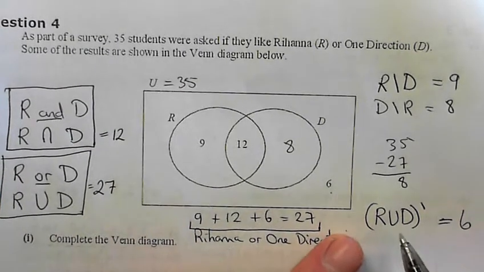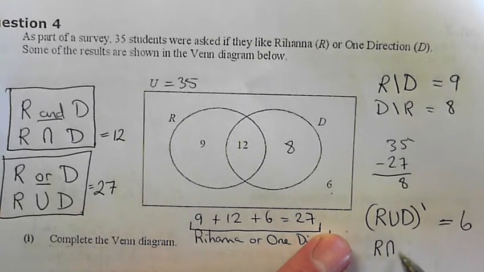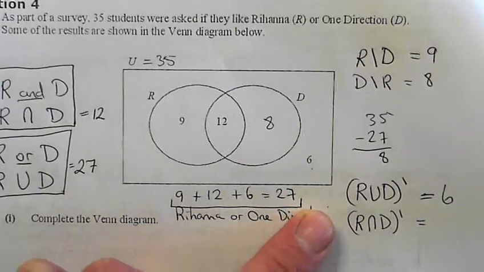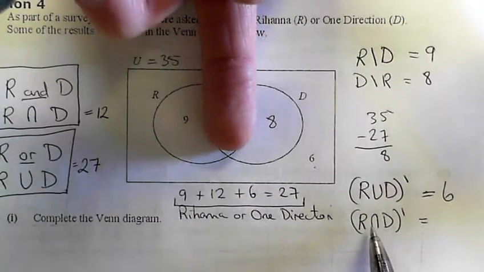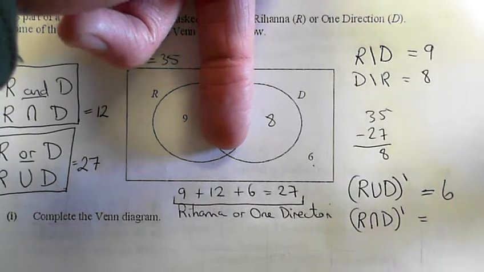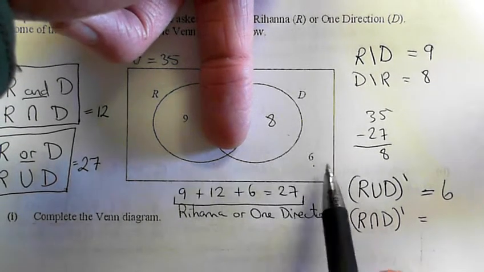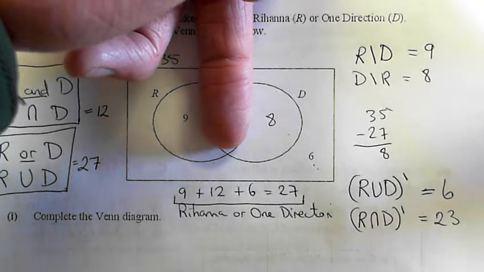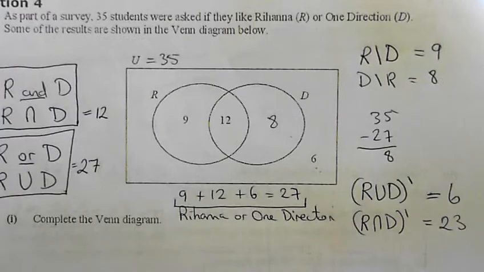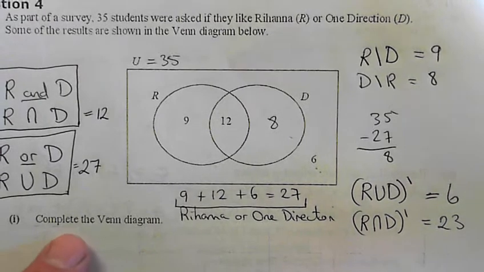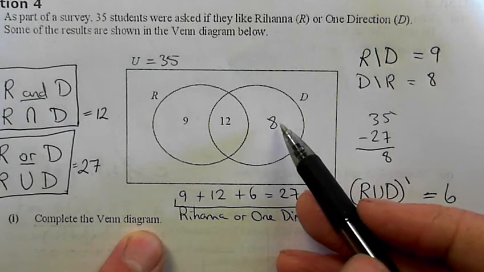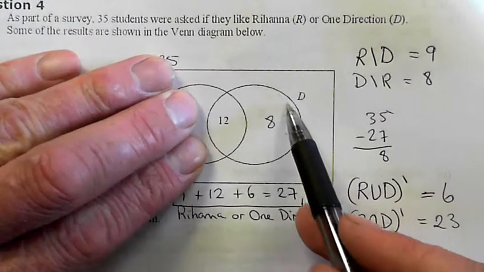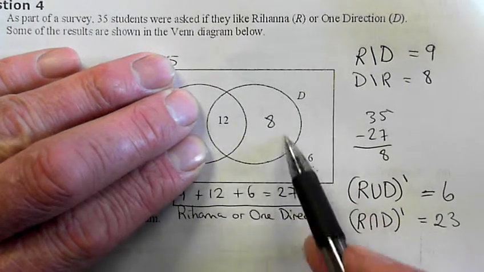Okay, so what would R intersection D? So that's the R intersection D is 12. So everything outside of that is 9 plus 8 is 17 and 6 is 23. Do you understand this? Complete the Venn diagram, which we did. We had to add 8 there. How many pupils like One Direction? So One Direction, all of One Direction? 20.